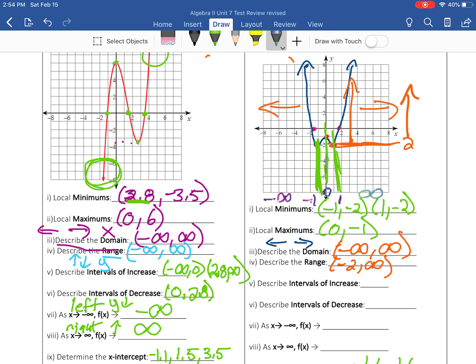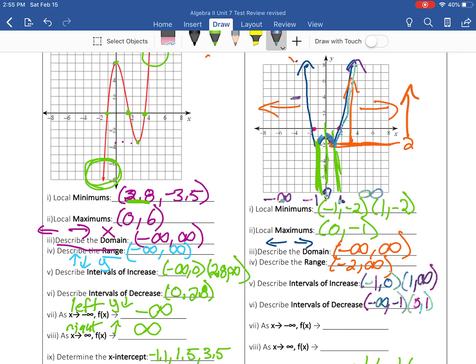So it's going to be increasing or decreasing from -infinity to -1, -1 to 0, 0 to 1, and from 1 to +infinity. So now I just have to figure it out. From -infinity to -1, my graph is going down. My y values are decreasing. Then from -1 to 0, it's increasing. Then from 0 to 1, it's decreasing again. And then from 1 to infinity, it's increasing again.